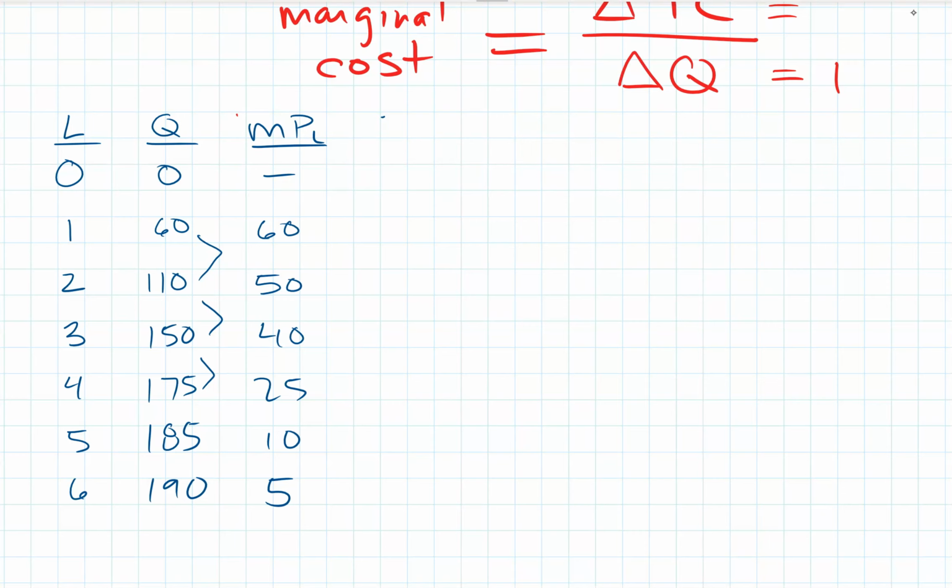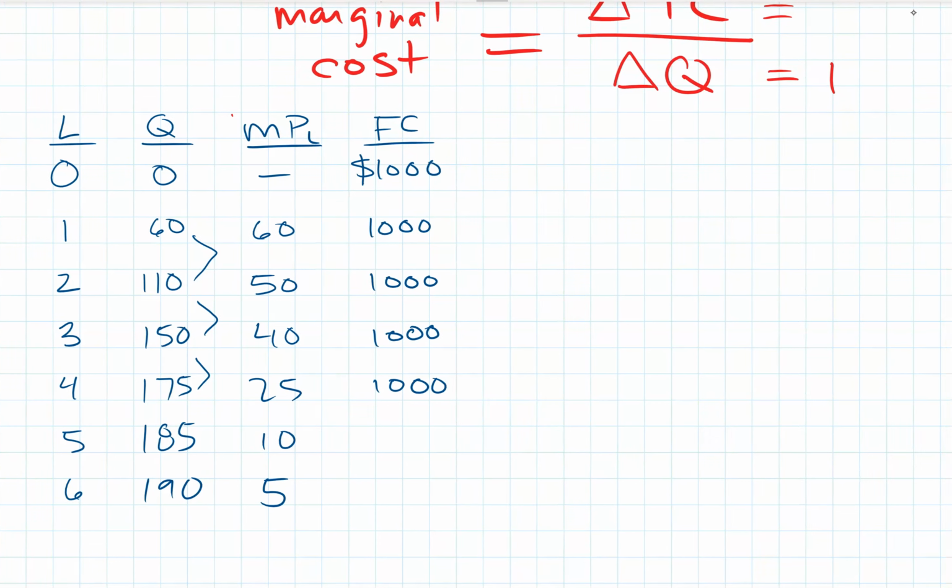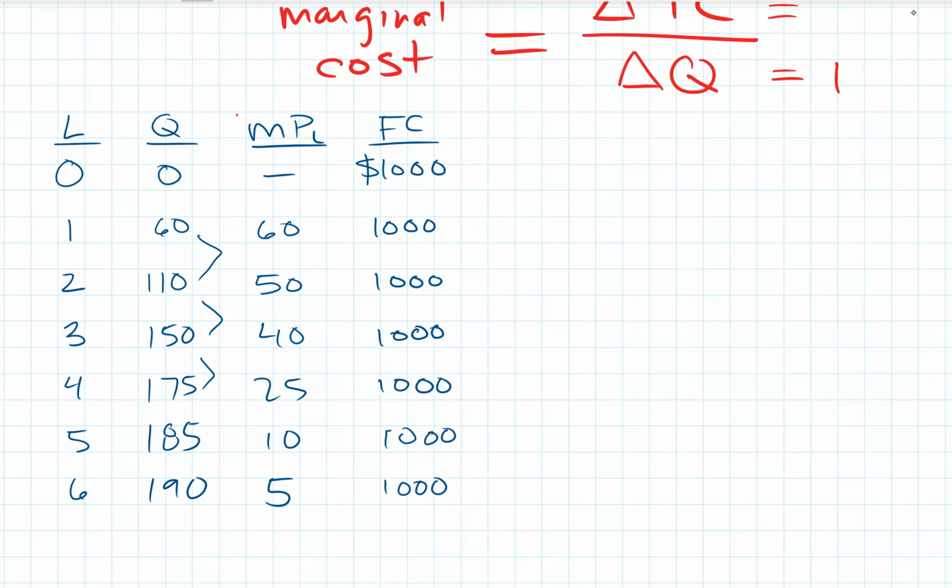Okay, so then we can put in our fixed cost. We're going to assume that our fixed cost is 1,000. So maybe that's our rent, right? So our rent is 1,000, all the way down. You could just write 1,000. Okay, so that's our rent. So this is for our capital, but the capital is not changing.